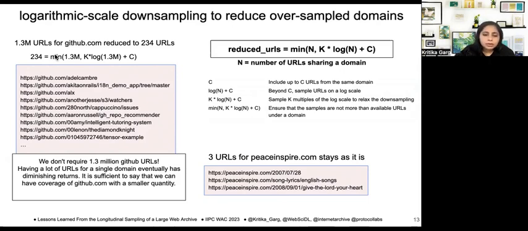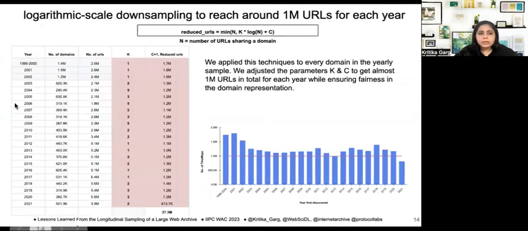So 1.3 million URLs for github.com was reduced to 234 URLs. In this case, 1.3 million is the n, and the output that we got is 234 URLs. The K and C values were decided based on the yearly samples. Through this technique, while we were able to downsample github.com, the 3 URLs for peaceinspire.com stay as they are. So we applied this technique to every domain in the yearly sample.